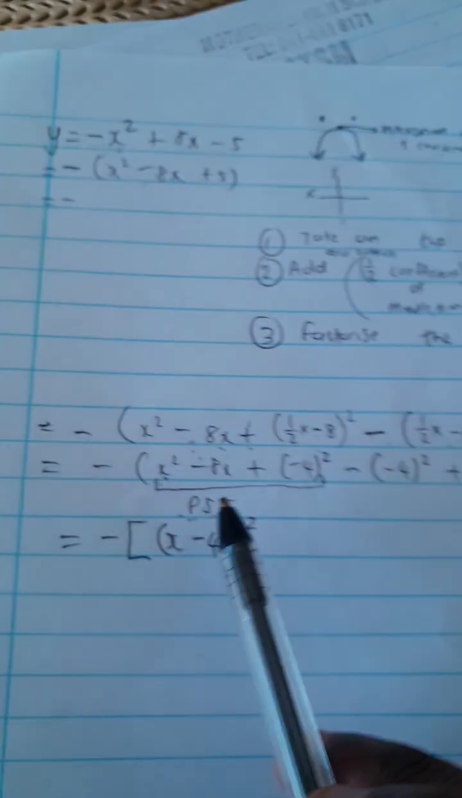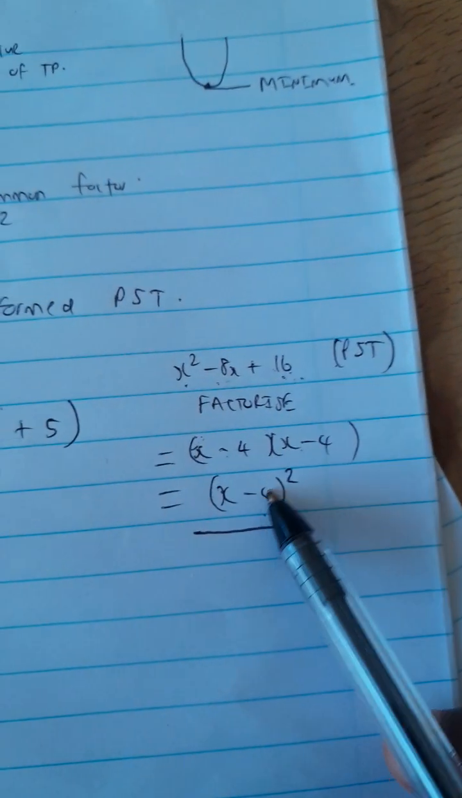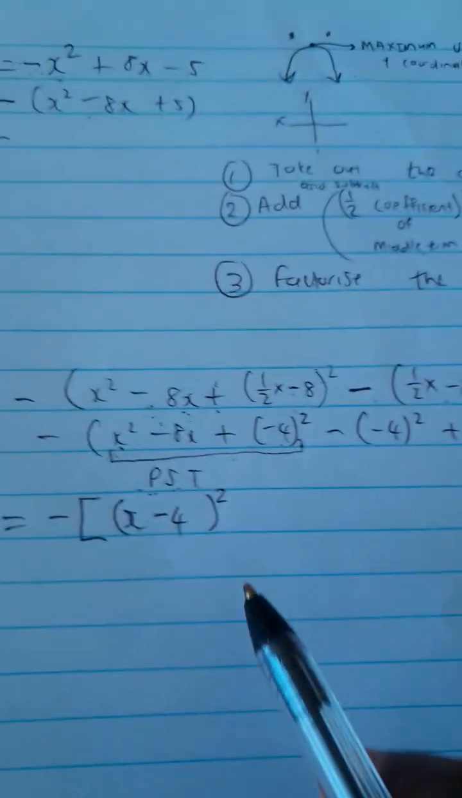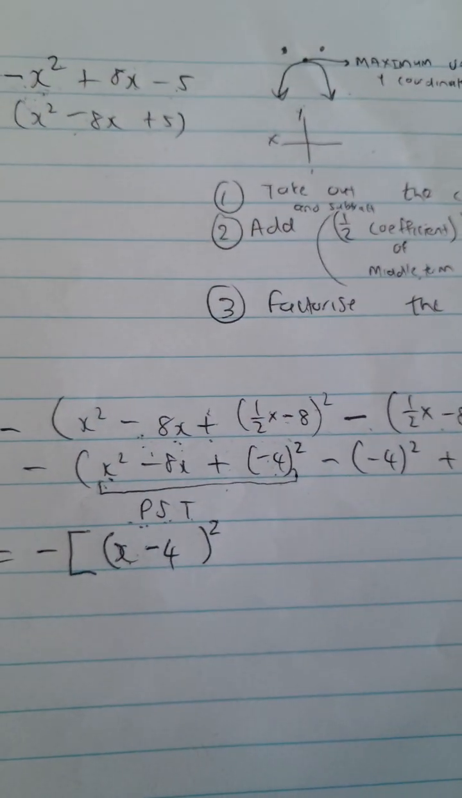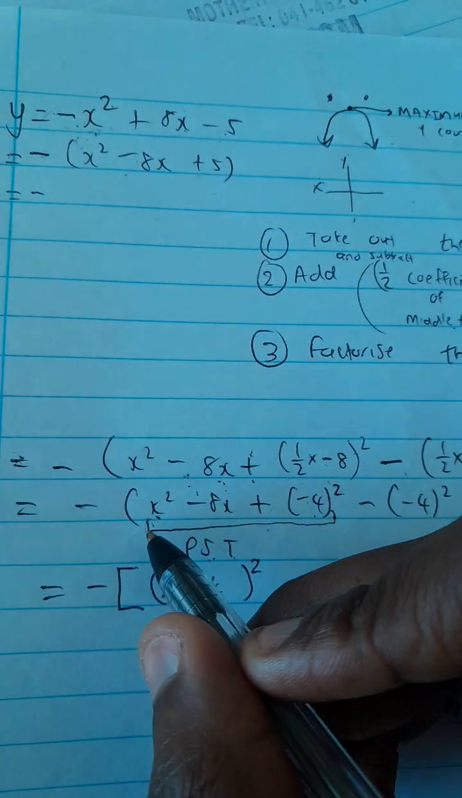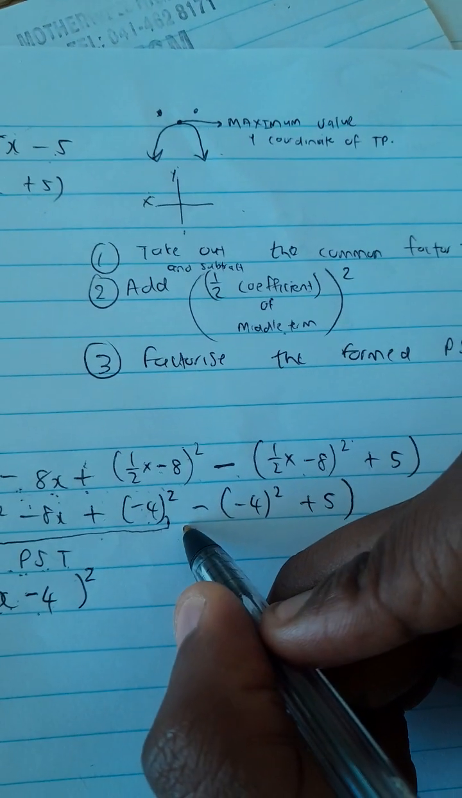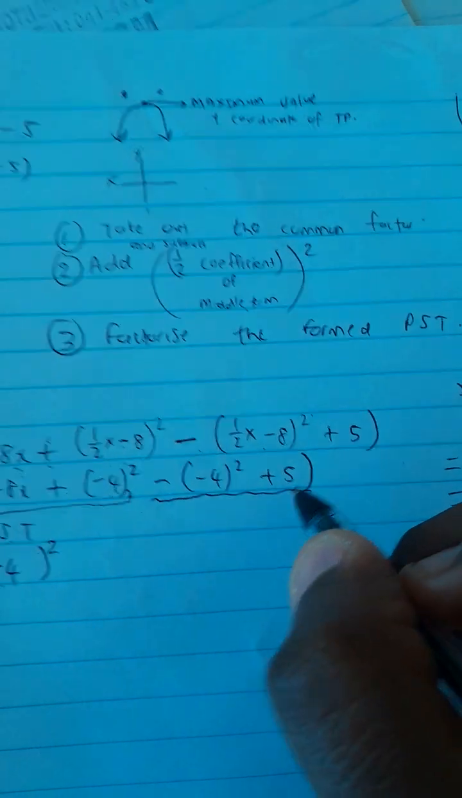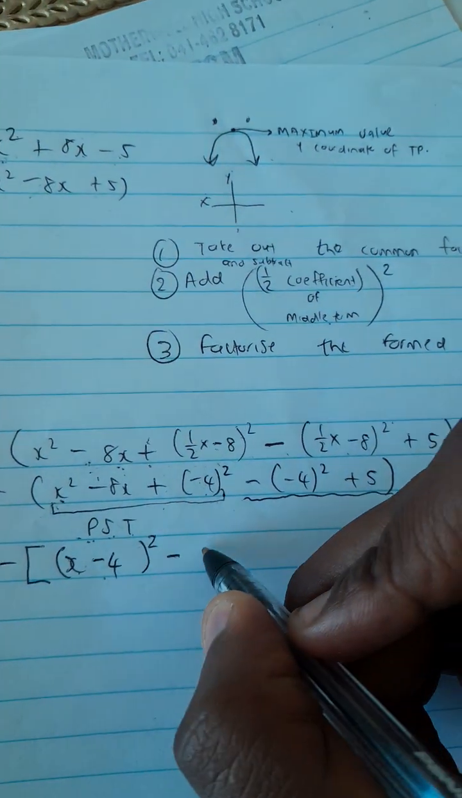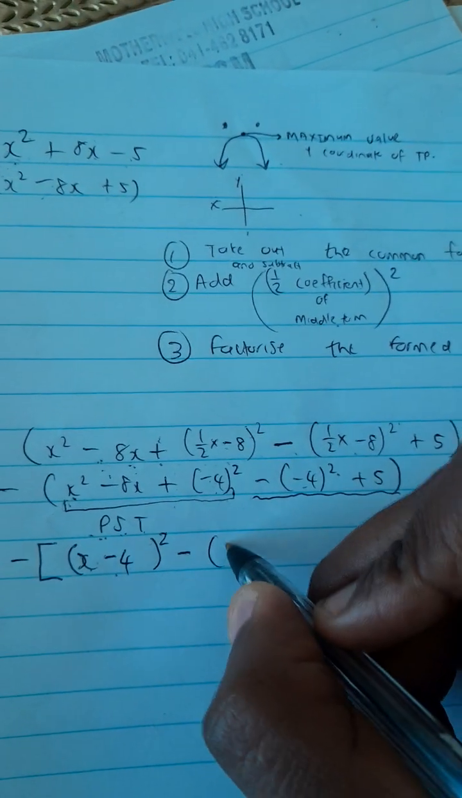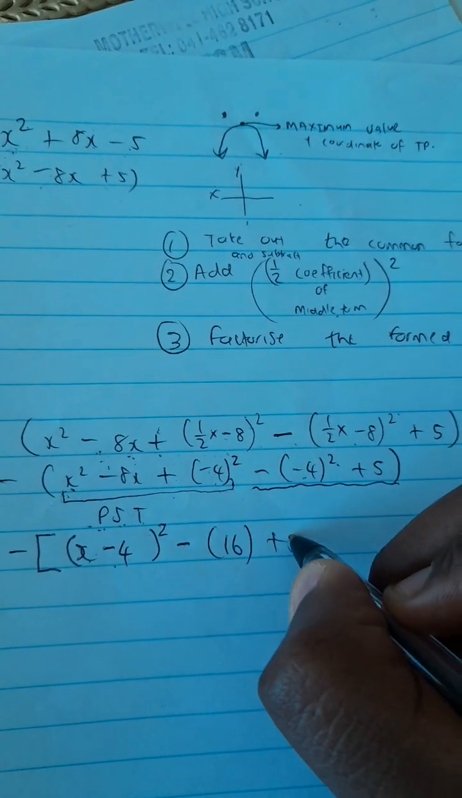This is just a simple way of getting to the answer. Then the trinomial has been taken care of. Now what's left over is this part. So you write the minus into x minus 4 the whole thing squared, minus positive 16, plus 5.